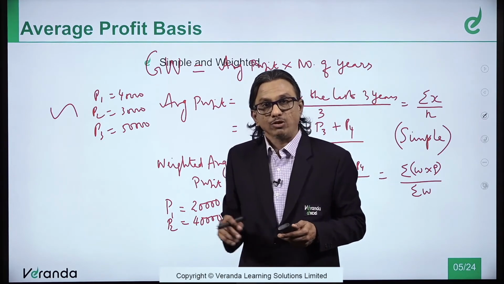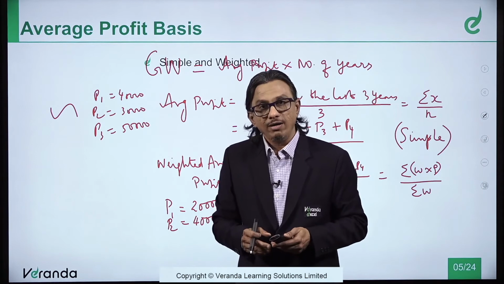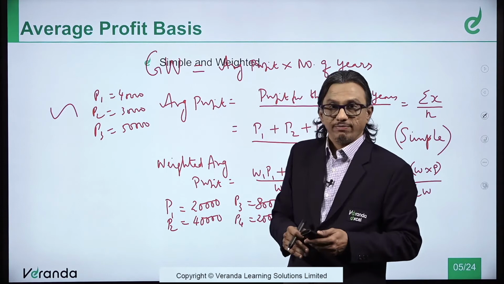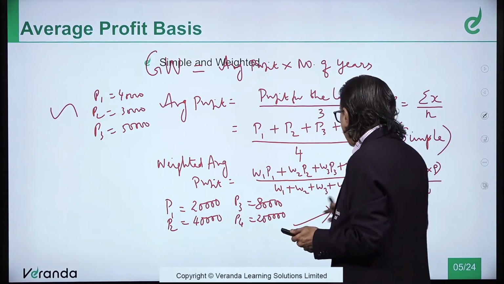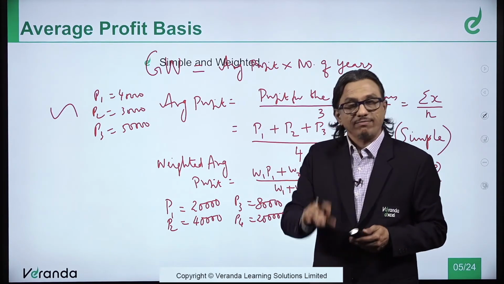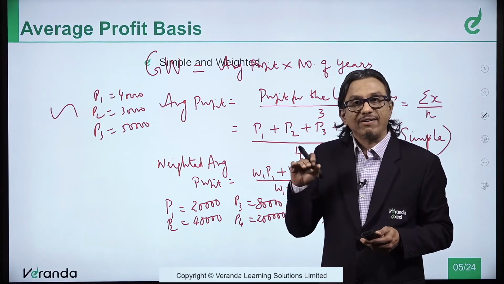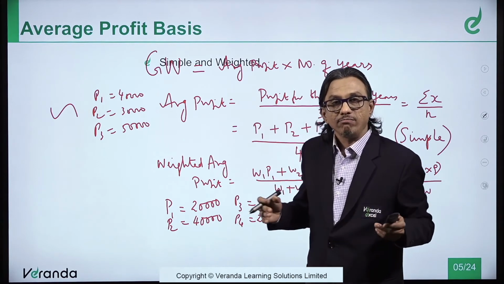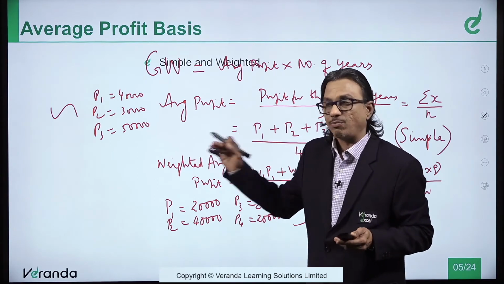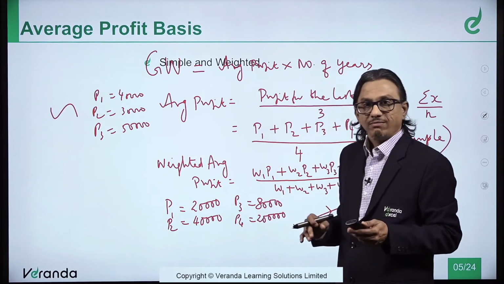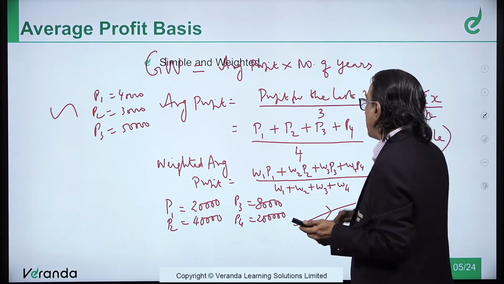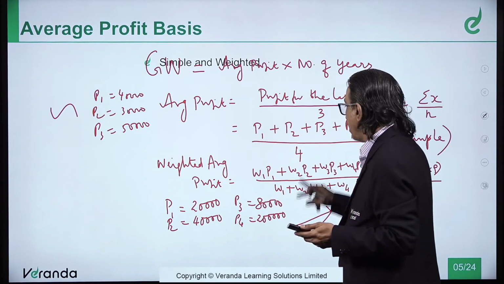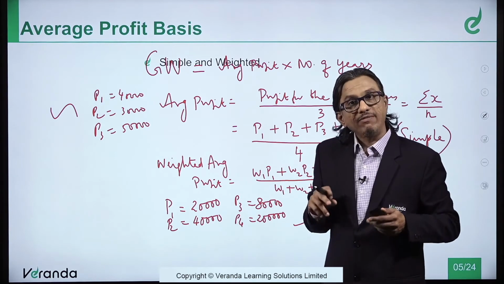So, we should not simply go by the formula, apply the mind. See the trend of profits. If the profits keep on increasing or decreasing, we have to go for weighted average profit. If the profit keeps fluctuating between up and down, better to go for simple average profit. Find the average either by simple or weighted, then multiply by number of years, you will get the value of goodwill.